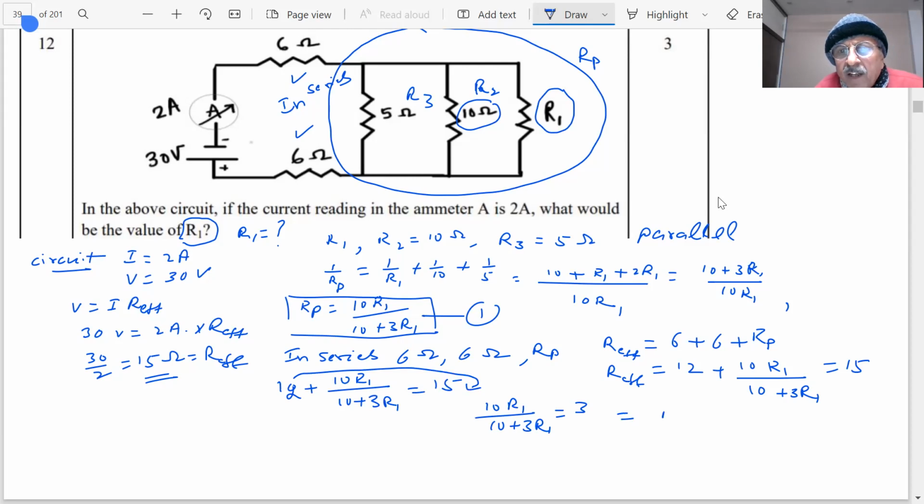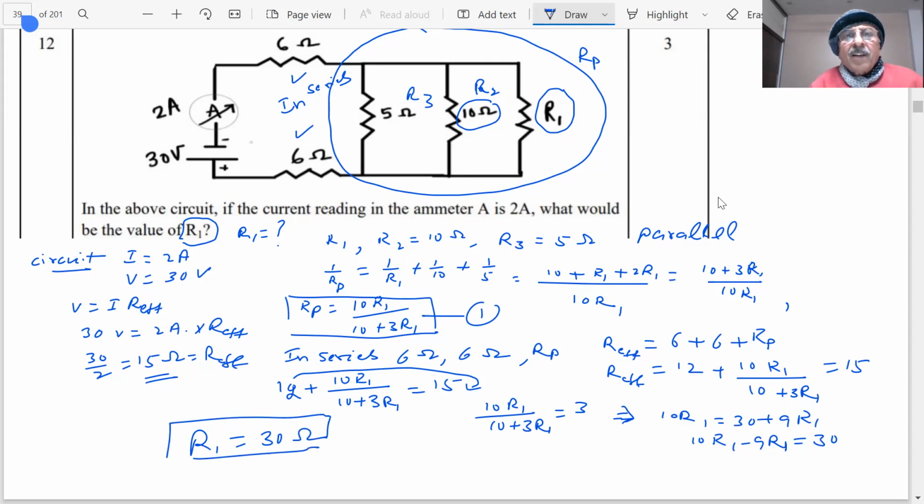Cross multiply. What do you get? 10R1 is equal to 30 plus 9R1. Take 9R1 on this side. Then 10R1 minus 9R1 is equal to 30. So R1 is equal to how much then? Student, R1 is equal to 30 ohms. Okay, is it clear? So if the current reading is 2 ampere, what would be the value of R1? See how I have calculated.